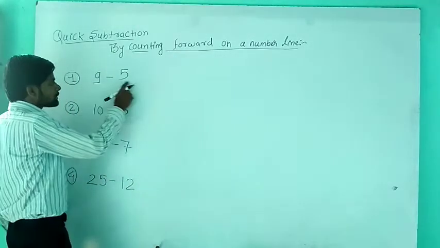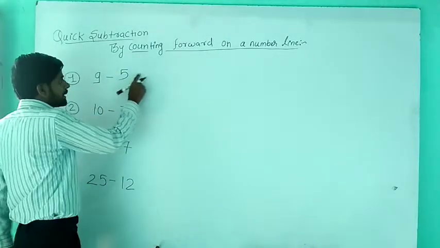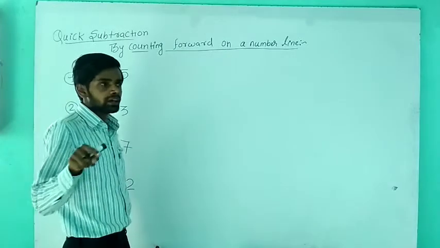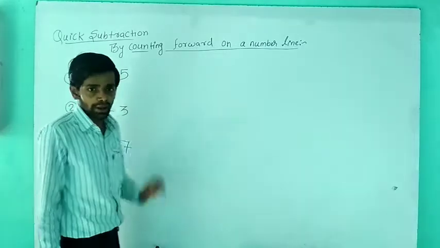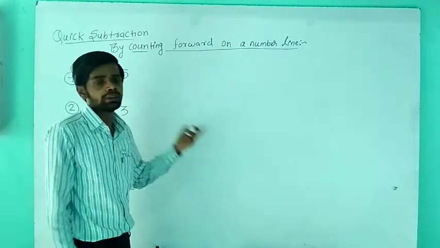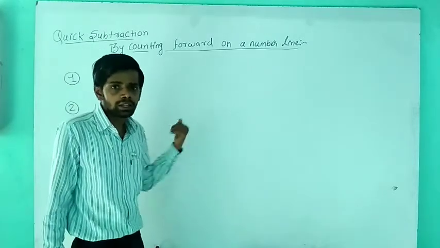Okay. 9 minus 5 is 4. We know that 9 minus 5 is 4. But हम लोग यहाँ पर डायरेक्ट 4 नहीं लिखेंगे. हम लोग कौन सी मेथड से इसको सॉल्व करेंगे? By counting forward on a number line. By counting forward. Okay, हमको क्या करना है? काउंटिंग करना है. कब कहाँ काउंटिंग करना है? फॉरवर्ड काउंटिंग करना है. ठीक है.